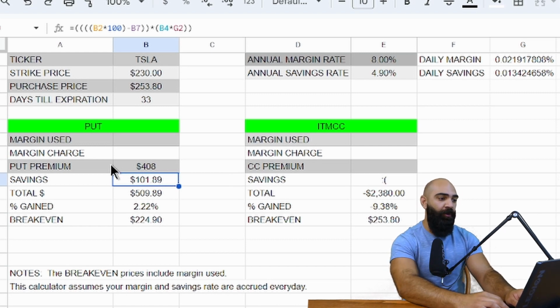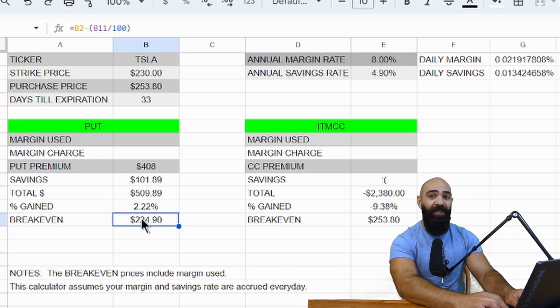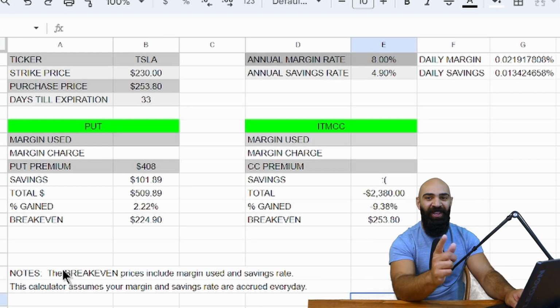So now we see we get $408 from the put. We get $101 from savings. So now our total amount collected is $509.89 for a 2.22% gain with the $23,000 we put up. And now we also see our adjusted break-even price. And the break-even includes the margin and the savings rate. I just had to edit that real quick.